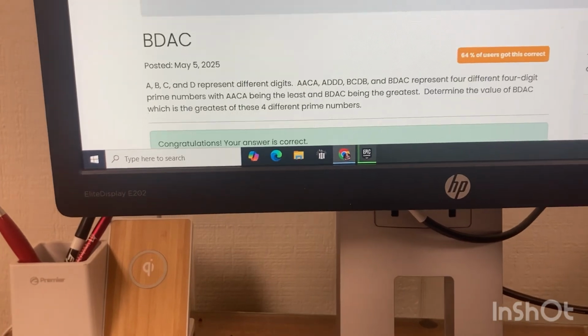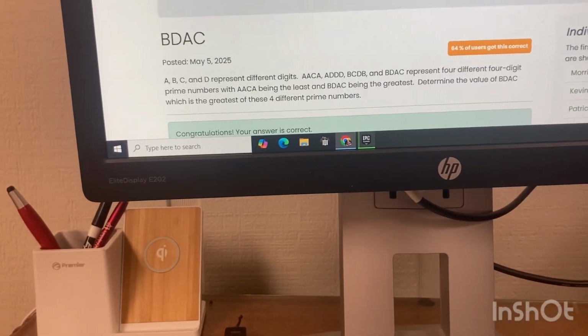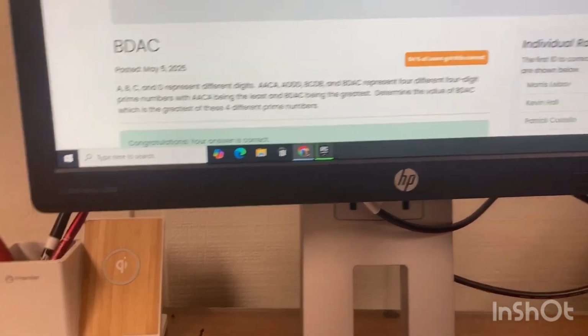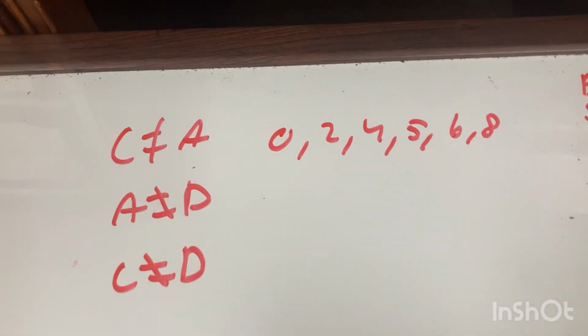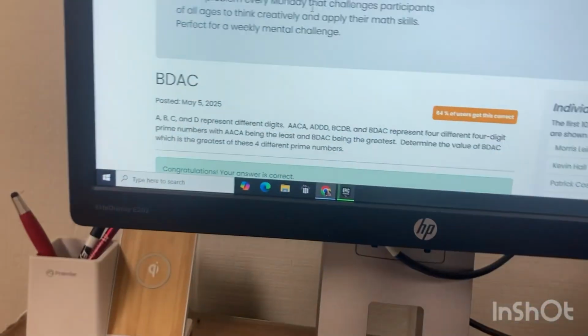And since these are prime numbers, we know that neither A, nor D, nor B, nor C are the numbers 0, 2, 4, 5, 6, 8. And so that's pretty substantial. That's what we have so far. And so that just leaves these remaining numbers to figure out.